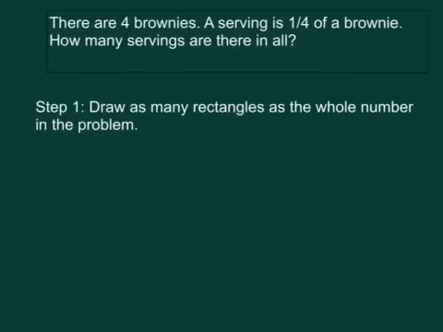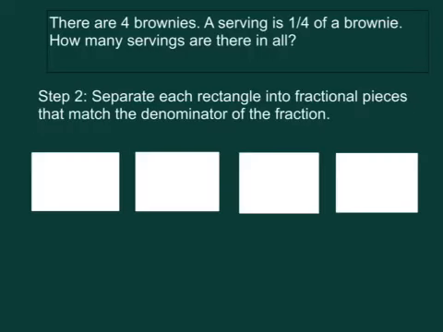To start our visual model, our first step is to draw as many rectangles as the whole number in the problem. So this problem states that there are 4 brownies. So I've drawn 4 boxes to represent the 4 whole brownies. The second step is to separate each rectangle into fractional pieces that match the denominator of the fraction. So we're looking for servings of 1/4, which means I need to divide my boxes into fourths.